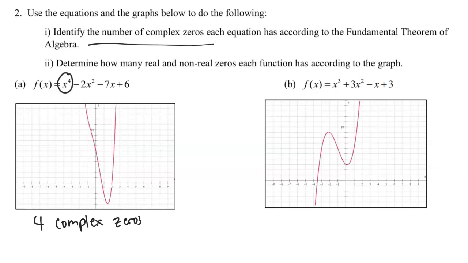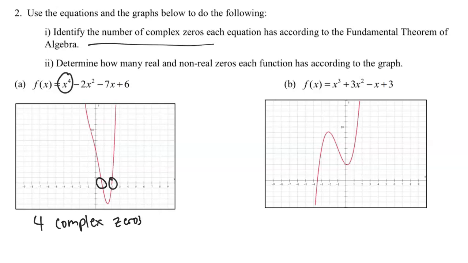Now, some of those might be real, some of them might be non-real or imaginary, some of them might be repeated, but I know all together they have to add up to a total of 4. Now, if you look at the graph, it crosses the x-axis 2 times. And here's a well-known fact, and if it's not well-known by you, then that's okay. Just insert it into your brain and make it well-known by you starting right now. Here it is. A function only crosses the x-axis at real zeros.